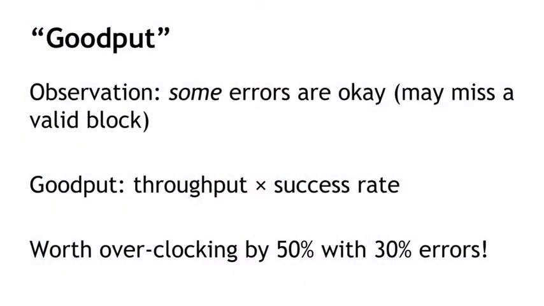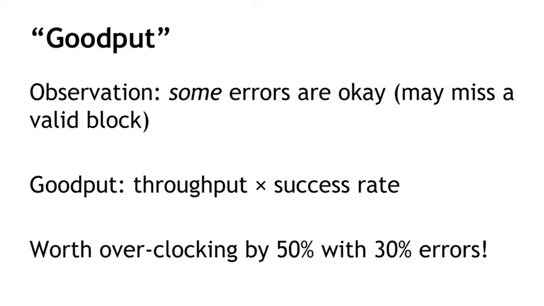Most graphics cards can also be overclocked, which is a property that gamers demand, so you can run them faster than they're actually designed for if you want to take the risk on. And with Bitcoin mining, it might be a good idea to run the chip much faster than it was designed for, even if you introduce some errors into the process. So there's a measure of mining success called goodput, which is the throughput, how quickly you're finding blocks, times the success rate. How often does the computation actually have errors?